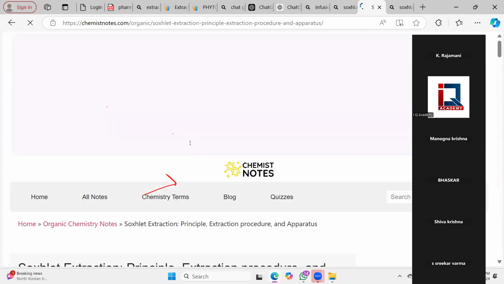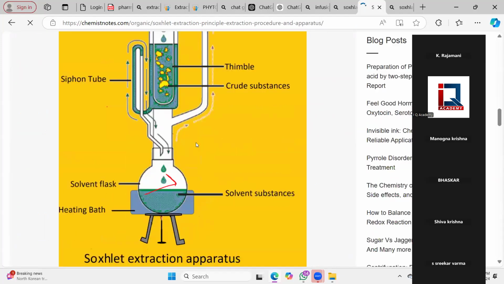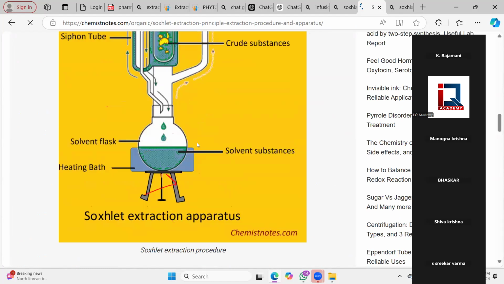So animated, I want to show you it's missing somewhere. But anyhow, this is how the extraction equipment appears.